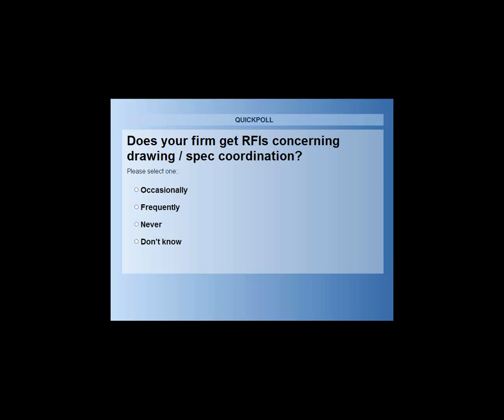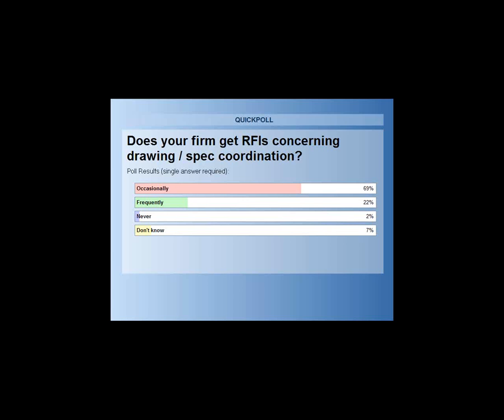Okay. All right. So we've got a good majority, 70%, showing occasionally you have to deal with RFIs. That's nice. At least we're not the majority showing frequently. We did have 2% say never. Oh, my goodness. We've got at least one person out there that's never having to deal with RFIs. That's great. Share your secret.